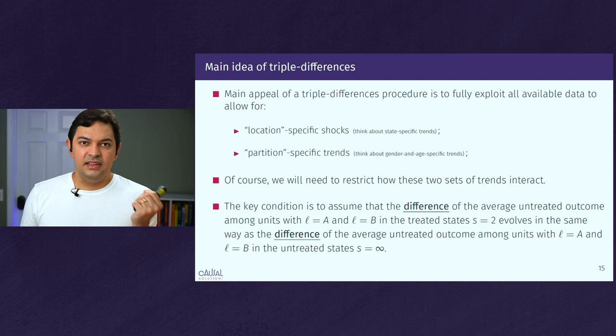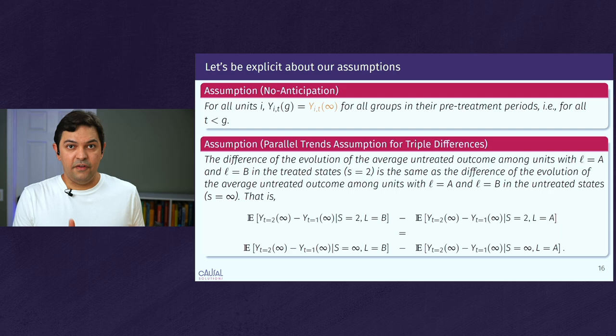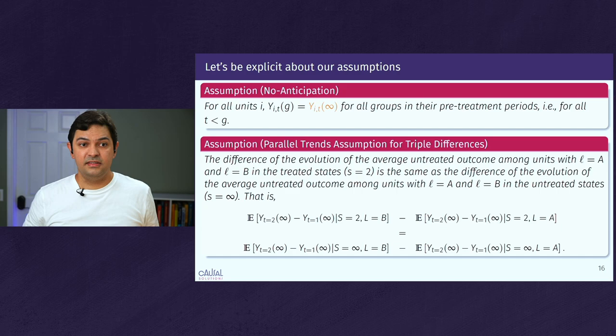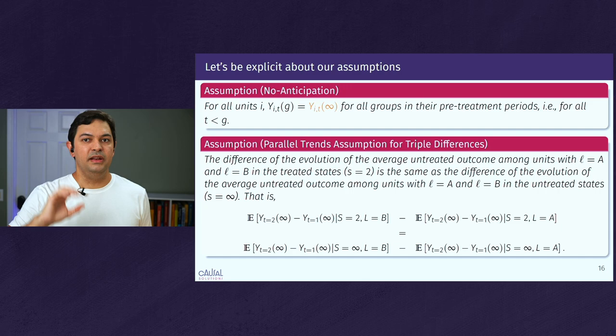Make sense? So we're going to formalize this identifying assumption mathematically, because it's all about how a difference of the growth in two groups compares across different states. Of course, we're also going to make a non-anticipation assumption, and I'm highlighting it here again. Since we're trying to leverage timing as a variable, we're going to have to rule out anticipation behavior. So again, as before, no units act on the knowledge of treatment date before treatment started. No anticipation, we are keeping it.